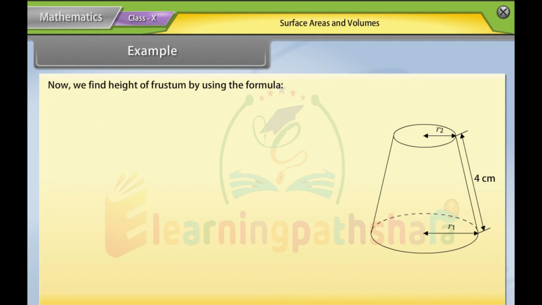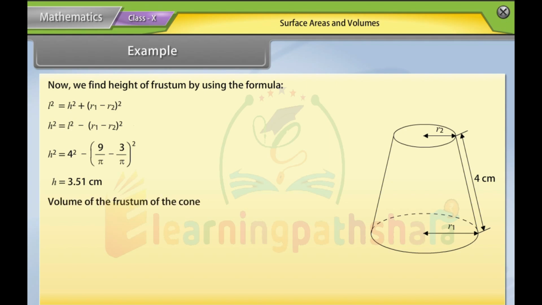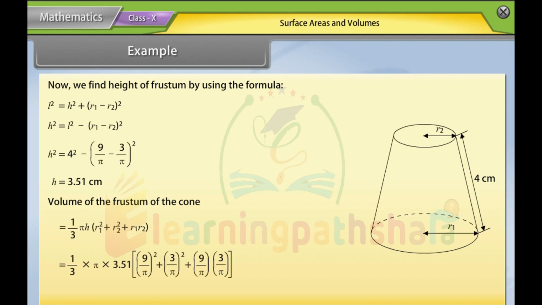Now we find the height of the frustum by using the formula L² is equal to h² plus (R1 minus R2)². H² equals L² minus (R1 minus R2)². By substituting the values, we get h equals 3.51 cm. By substituting the values, the volume of the frustum of the cone is equal to 43.50 cm³.